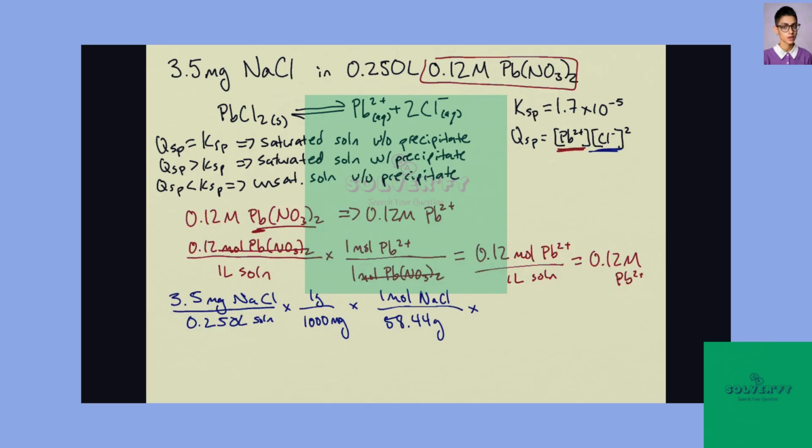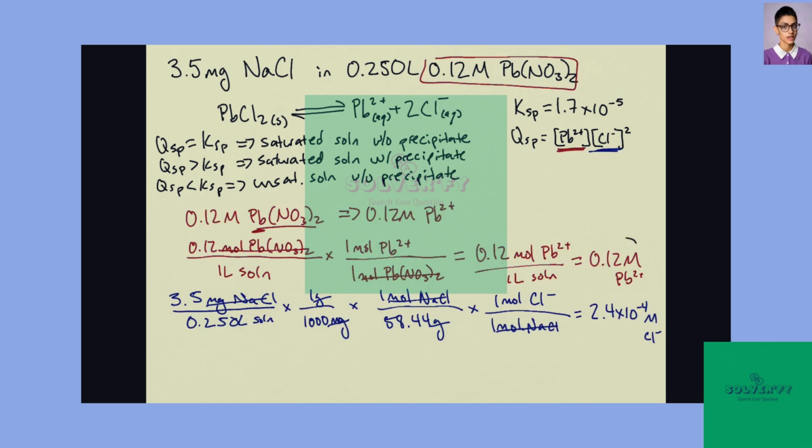Then for every 1 mole of NaCl, we have 1 mole of Cl-. And then if we check our units, milligrams will cancel, grams will cancel, moles of NaCl will cancel, and we'll be left with moles of Cl- over liters of solution, or the molarity of Cl-. Doing the math, we get 2.4 times 10 to the negative 4th molar Cl-.